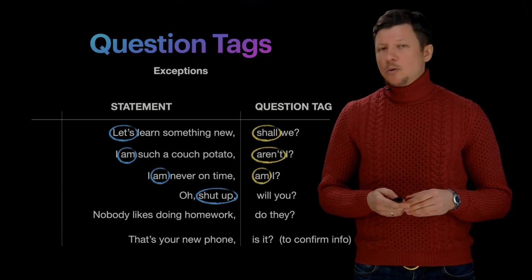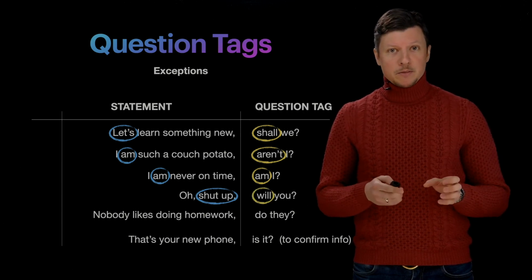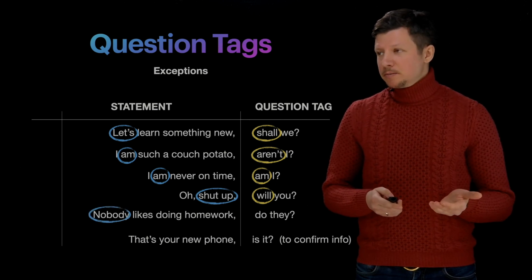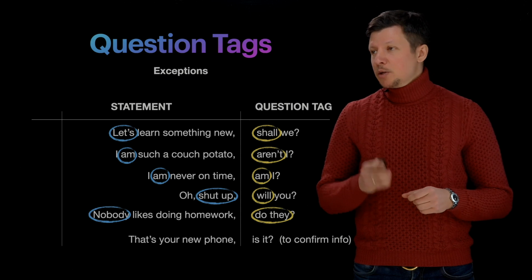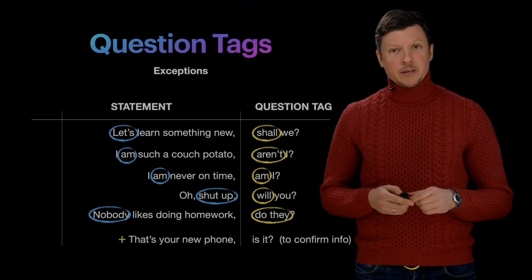Oh, shut up. Will you? When we use imperatives, we use will in the question tag. With nobody, we use do they. Nobody likes doing homework.